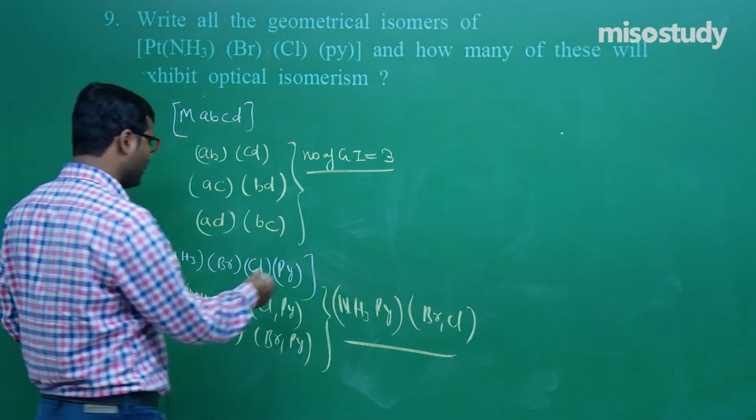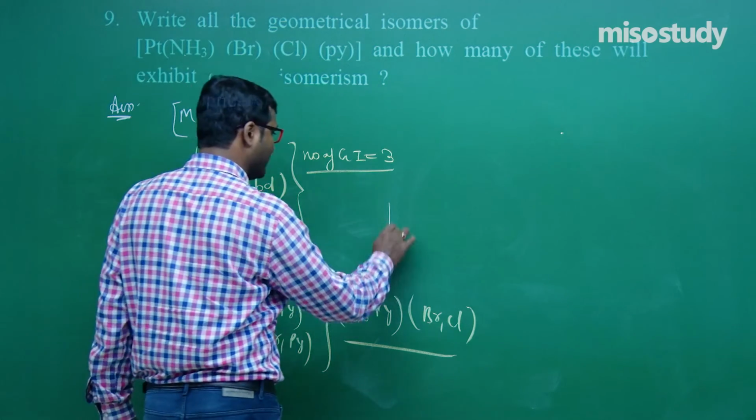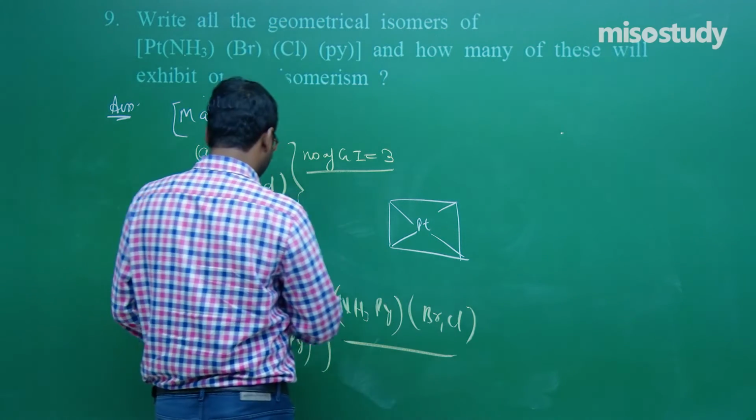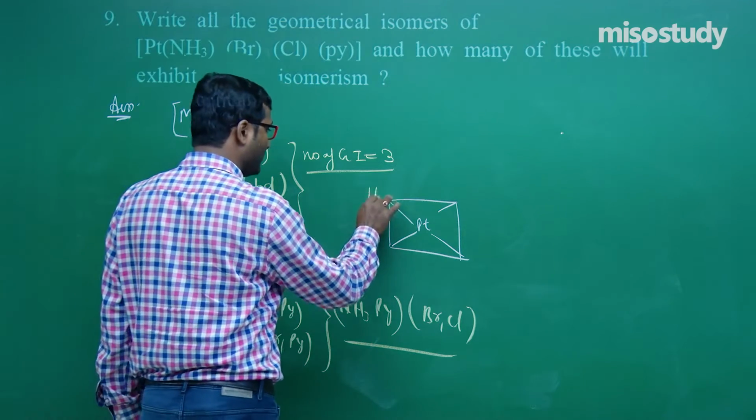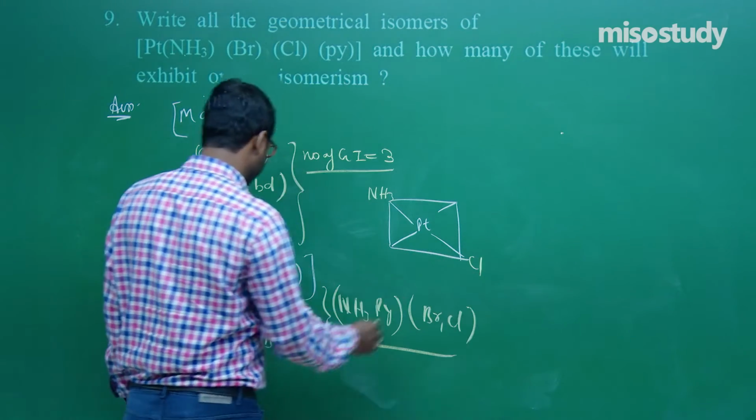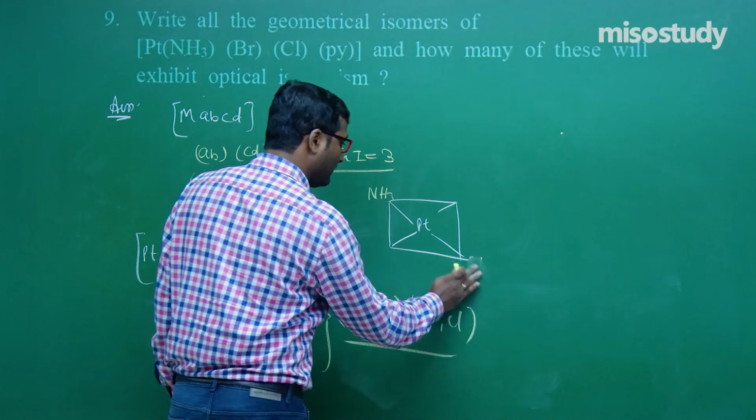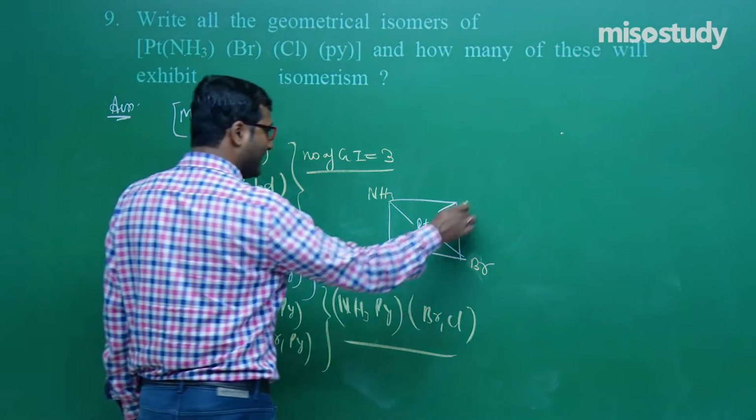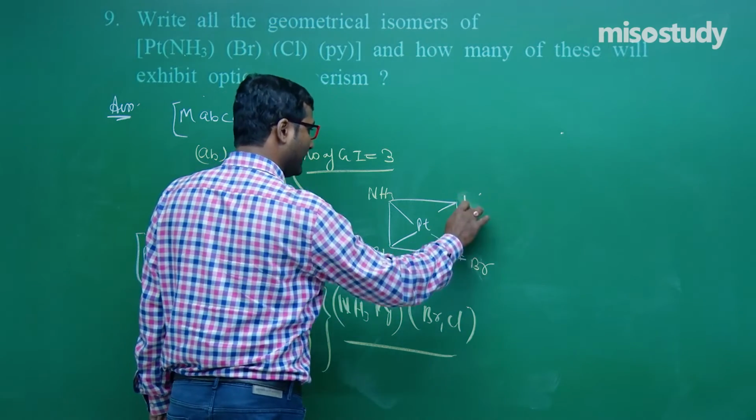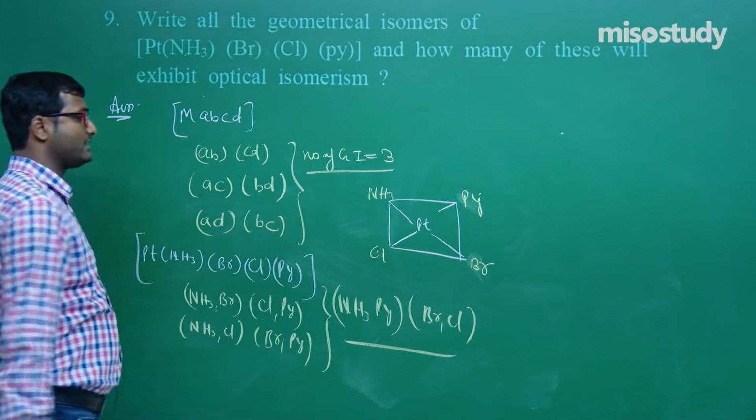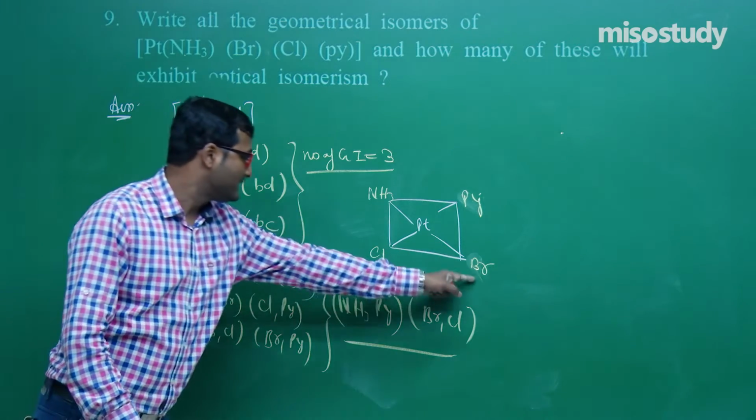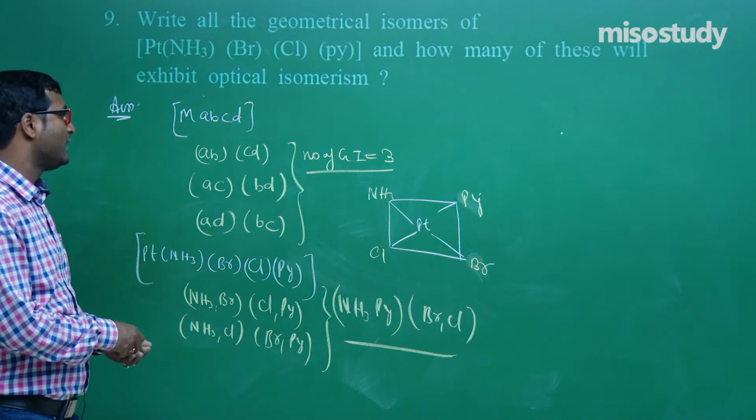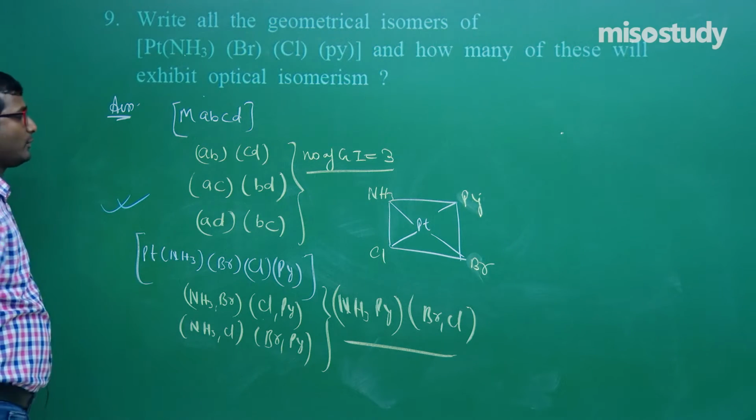Now, for example, if I write like this, my friend, a square planar Pt here. If you put NH3 here, put Cl here, and Br opposite each other, perpendicular, like this, and put Cl here, you can also put Py and Cl here. This is the first one. Similarly, NH3 Cl Br Py. Clear to you? This is how to write down and find the geometrical isomers.